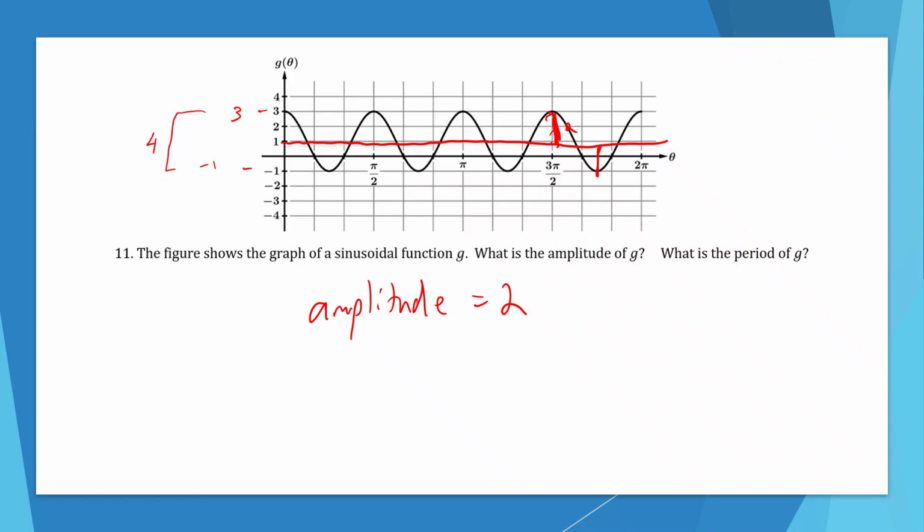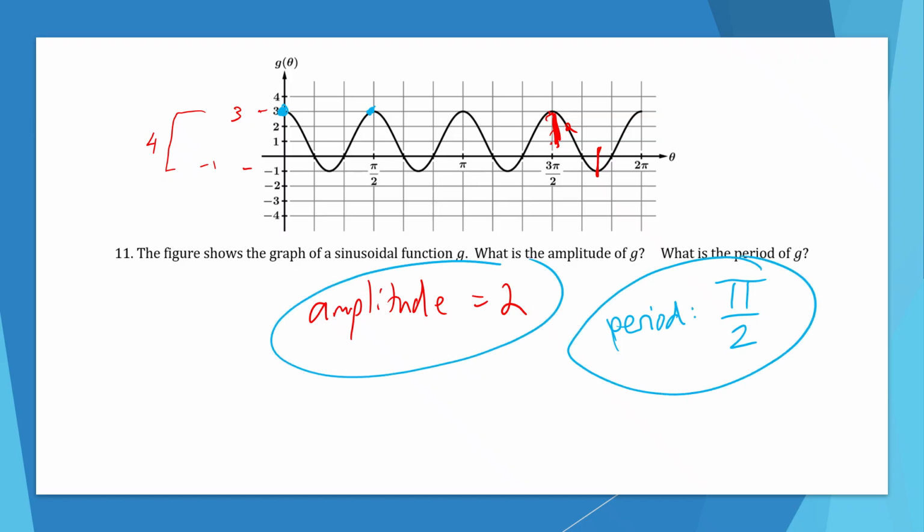Now, what is the period? Here, I would say look at a starting point. So I see a starting point right at 0. We go down, come back up at pi over 2. So that should be our period there. So our period in this case is going to be pi over 2.